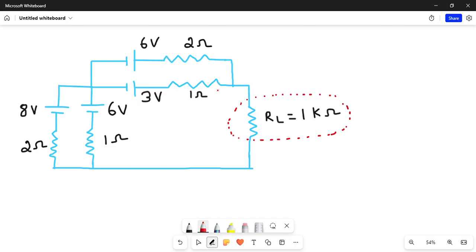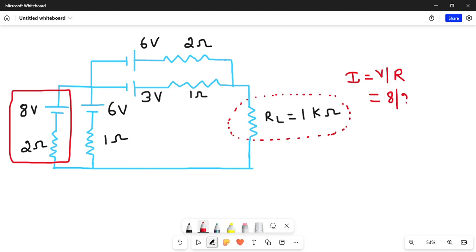So if I do that, let me write the diagram. Before that, let me solve it. What is I is equal to V by R for this particular 8 volt and 2 ohm? So you get I is equal to V by R, which is 8 by 2. What is 8 by 2? That is equal to 4. So I get I is equal to 4, in parallel with the 2 ohm resistance, right?